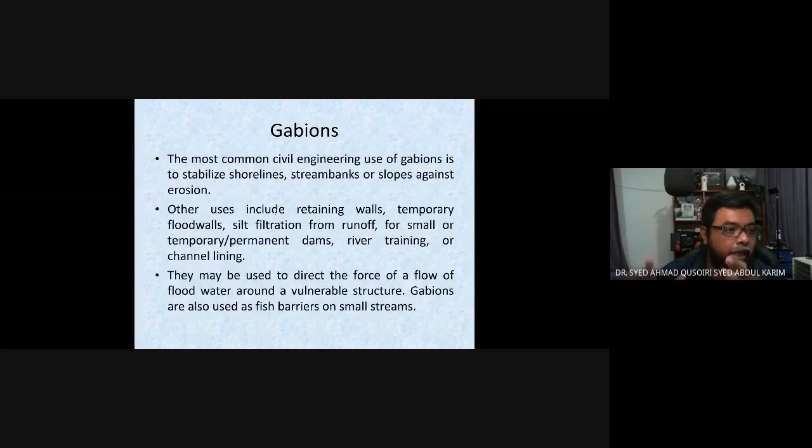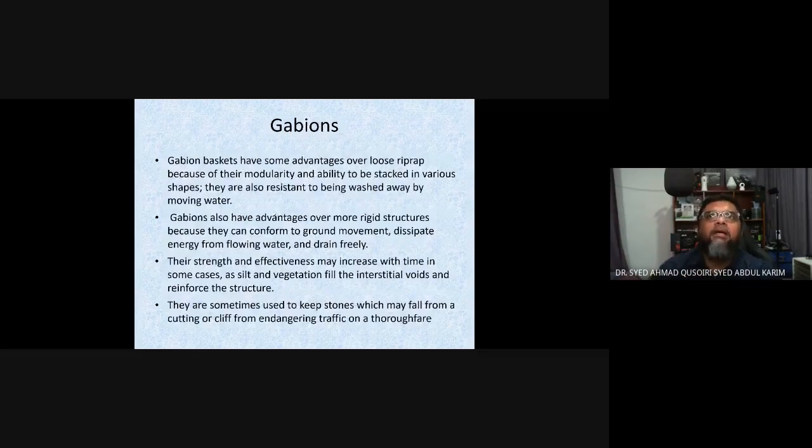So gabion ni pun dia berat. Kita boleh susun dia banyak-banyak untuk redirect flow of water. Gabion basket has advantages sebab dia modular, kita boleh susun dia. Okay, sebab sangka dia standardnya ukuran. Sebab dia semua dalam satu sangka tu bekas, dia berat. Arus air tu susah nak wash them away. Okay? Berbanding kalau kita menggunakan batu seketul-seketul.